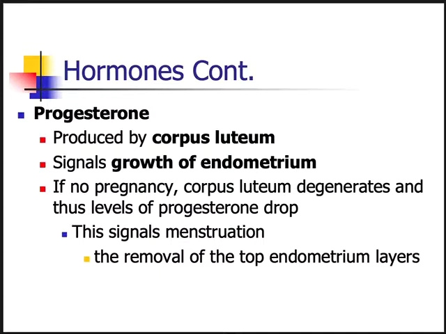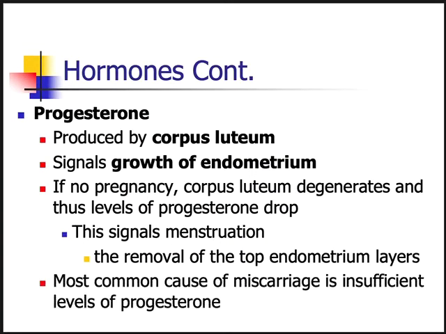So the whole point of all of this is to have an environment that is ready to grow a baby, right? So the whole process, the whole female reproductive cycle, is to make the environment where you can have fertilization, implantation, and growth and development for a baby.